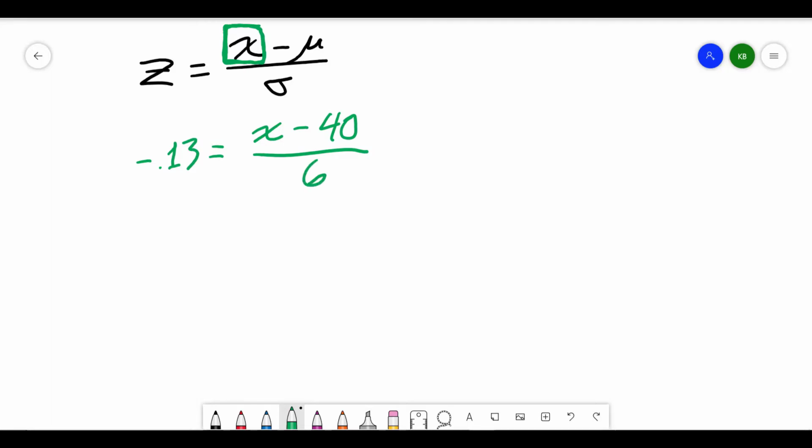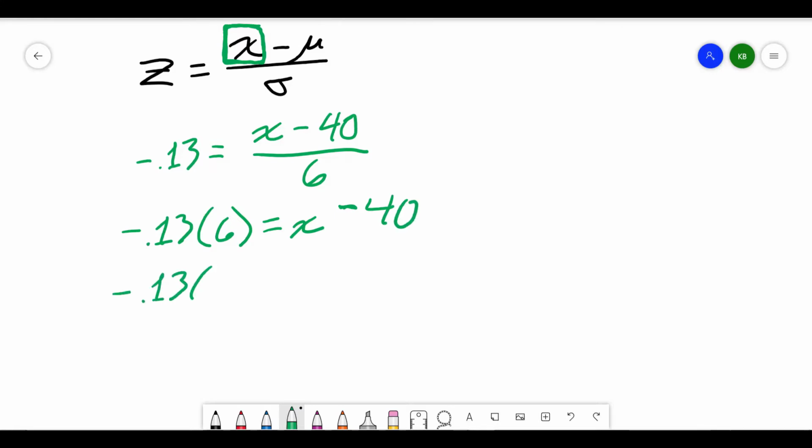Now all I have to do is solve for x. So I'll have negative 0.13 times 6, multiplying both sides by 6, this gives me x minus 40. Adding 40 to both sides, I get negative 0.13 times 6 plus 40 equals my x value. And if I solve that, then I'll find that my x value is about 39.22.